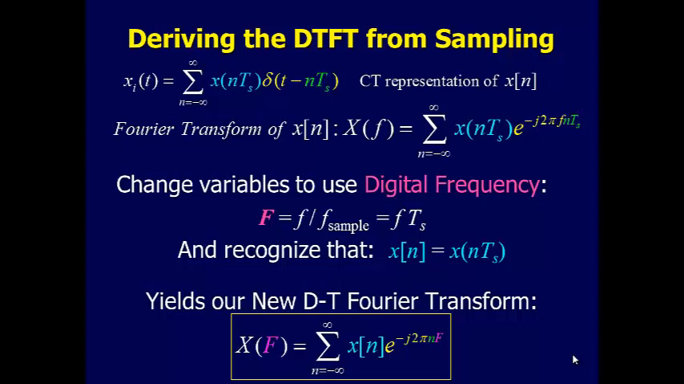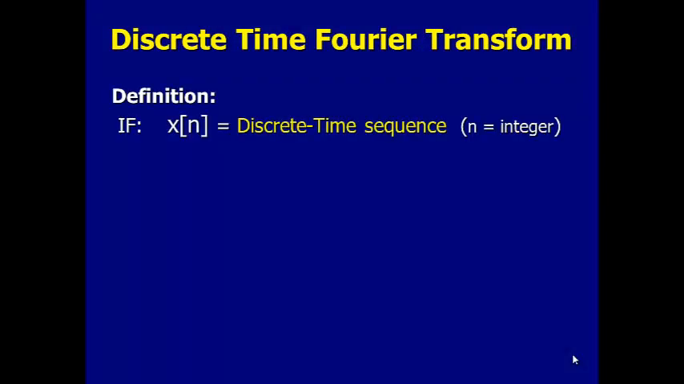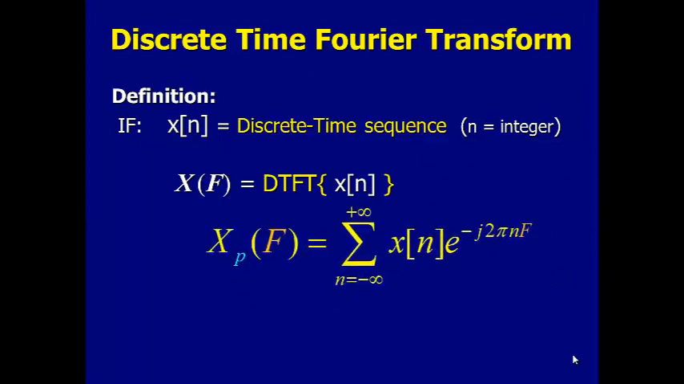And that is the discrete time Fourier transform. That's the thing we're looking for. So by definition then, if x sub n is a time sequence of sample values, using index n, which are integer indices, its discrete time Fourier transform is exactly given by that equation. X of f is the sum over all n from n equals minus infinity to plus infinity of the time sequence x of n times the exponential e to the minus j 2 pi n F, with the same index n, where capital F is my new digital frequency.